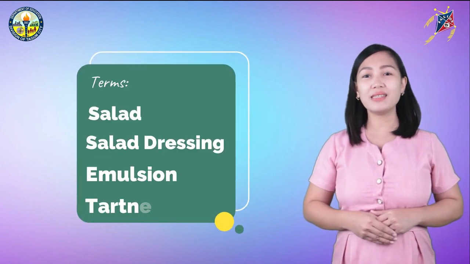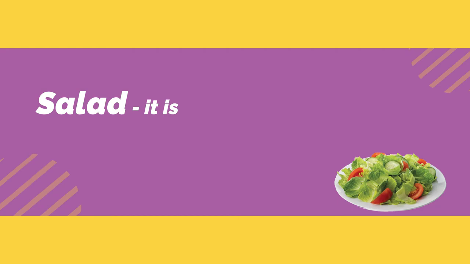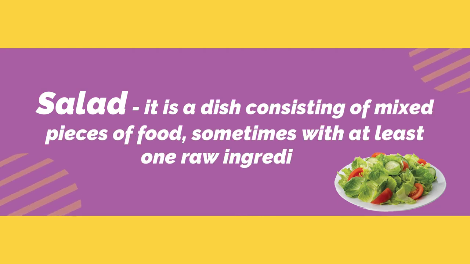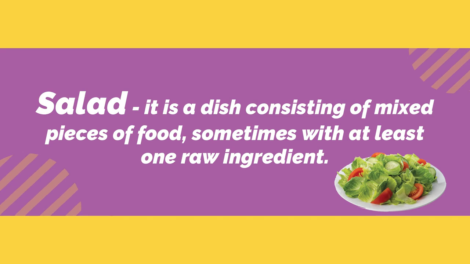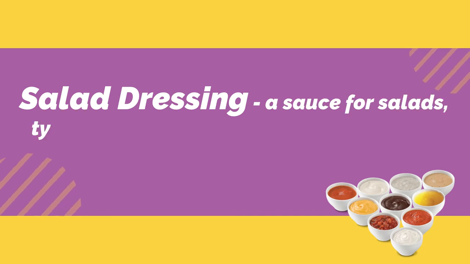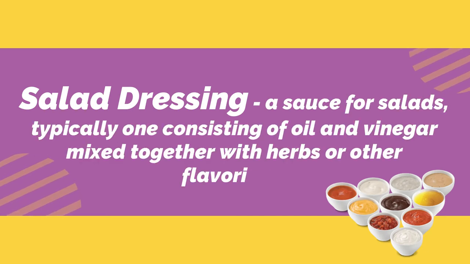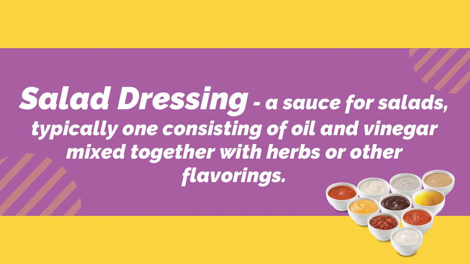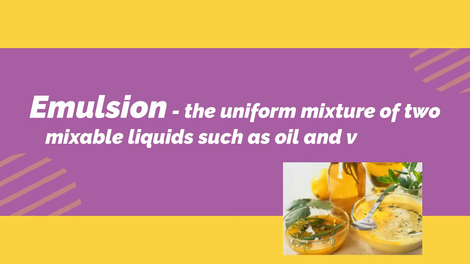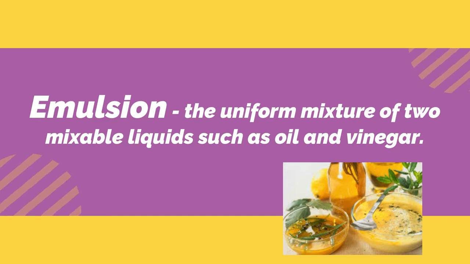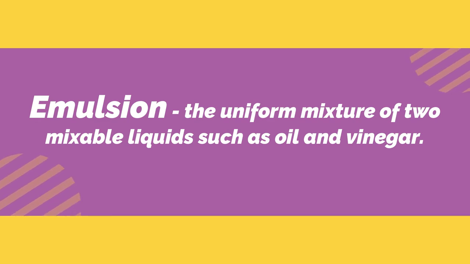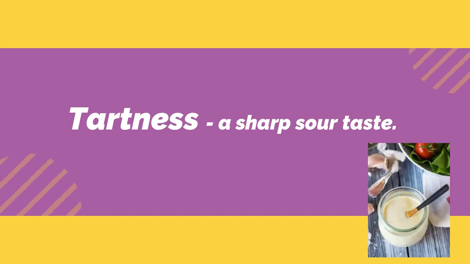But before we proceed to our discussion, let us first define the following terms. Salad. It is a dish consisting of mixed pieces of food, sometimes with at least one raw ingredient. Salad dressing. A sauce for salads, typically one consisting of oil and vinegar mixed together with herbs or other flavorings. Emulsion. The uniform mixture of two mixable liquids such as oil and vinegar. Tartness. A sharp sour taste.